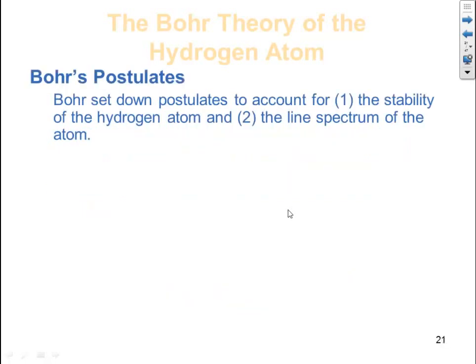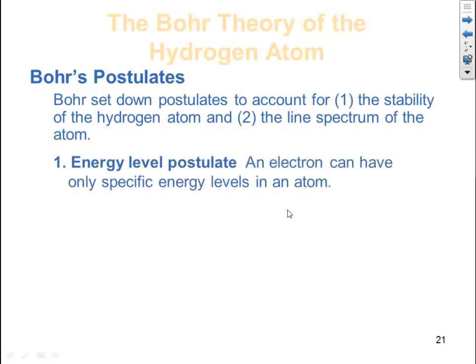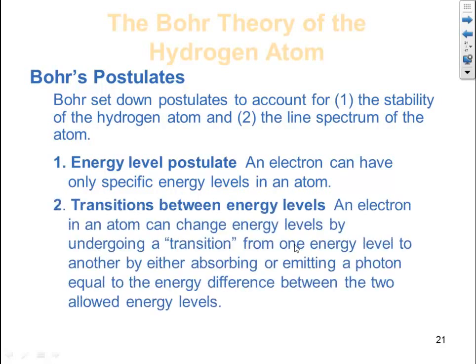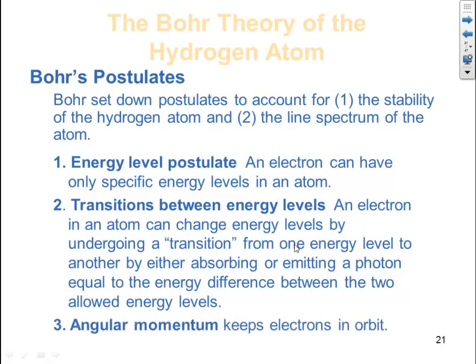Bohr's postulates. Bohr set down postulates to account for first, the stability of the hydrogen atom, and second, the line spectrum of the atom. Energy level postulate number 1: an electron can have only specific energy levels in an atom. Number 2, transitions between energy levels: an electron in an atom can change energy levels by undergoing a transition from one energy level to the other by either absorbing or emitting a photon equal to the energy difference between the 2 allowed energy levels. Third, angular momentum keeps electrons in orbit.